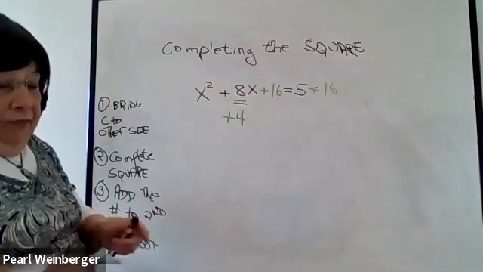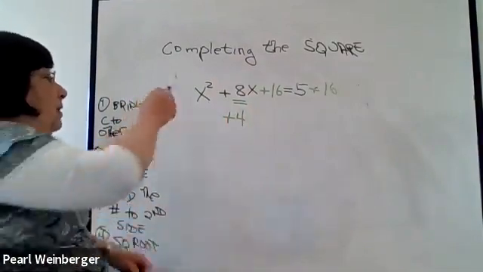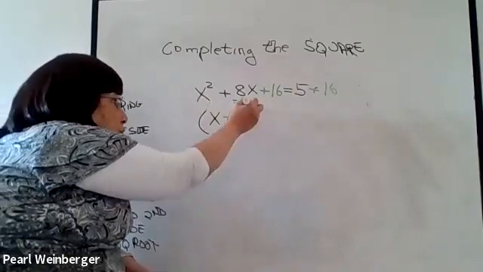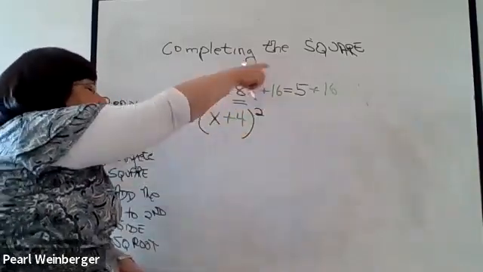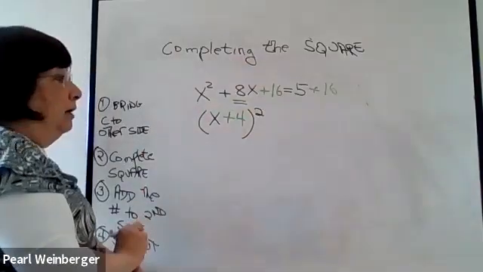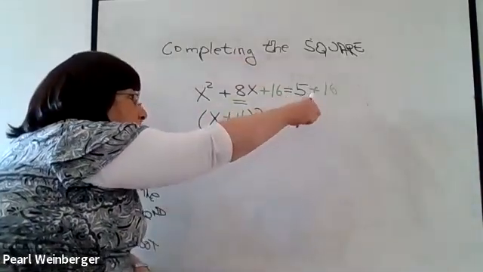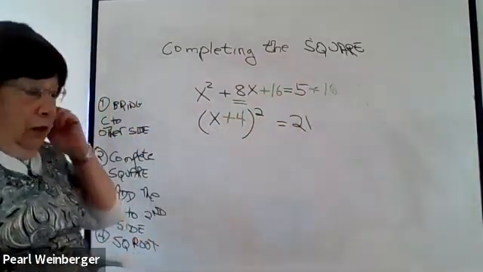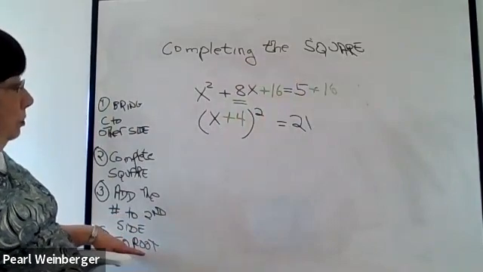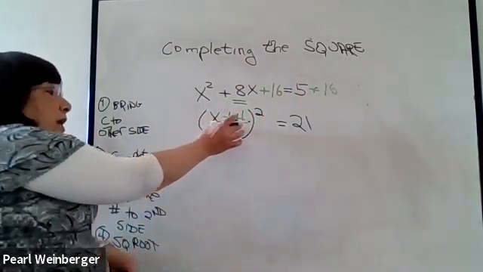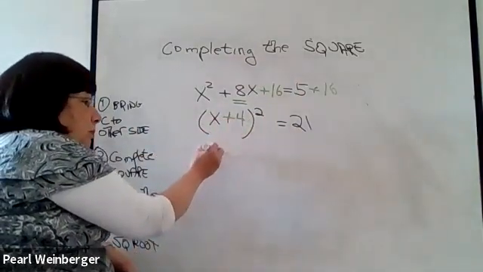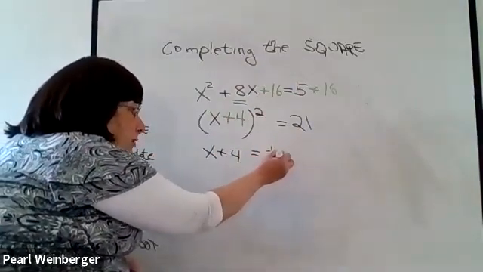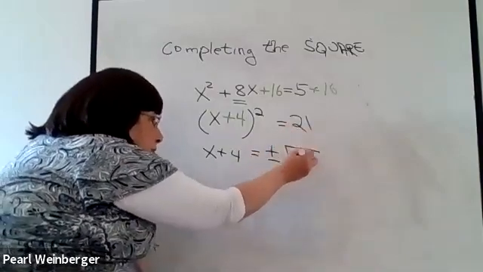which gives me, on this side, x squared plus 8x plus 16, which I can write as (x plus 4) squared, because now it's a perfect square and I can write it in its factored form, equals 5 plus 16, which is 21. Now we take the square root of both sides. The square root of (x plus 4) squared is just x plus 4. On the other side, we do plus or minus the square root of that number, which is 21.